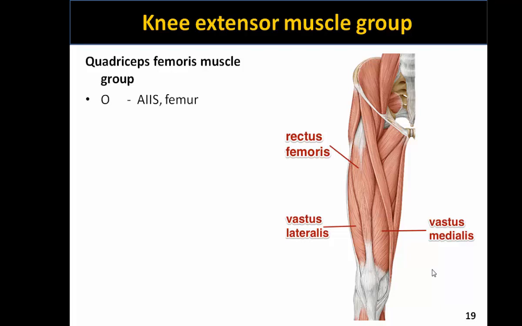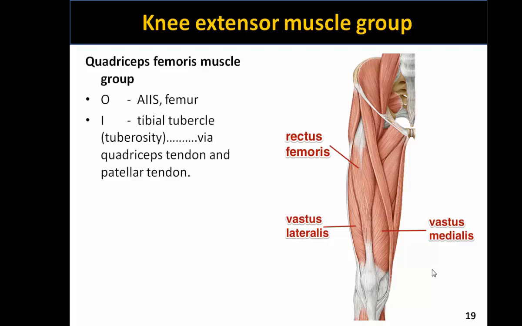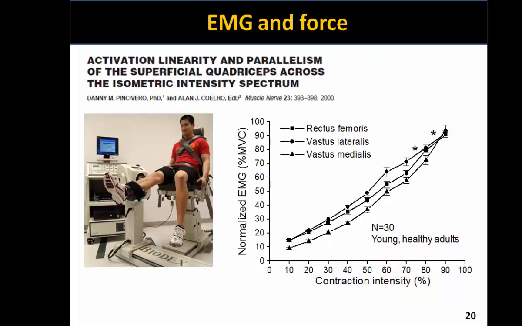So the quadriceps femoris muscle group, we know, is made up of 4 muscles. It has an origin on the anterior inferior iliac spine as well as the femur, and inserts onto the tibial tubercle via the quadriceps tendon and the patellar tendon. It's innervated by the femoral nerve, and we're going to focus our examination on the vastus medialis, vastus lateralis, and rectus femoris muscles, because these are the 3 superficial portions of the quadriceps femoris muscle group. The vastus intermedius, of course, is positioned deep to the rectus femoris.